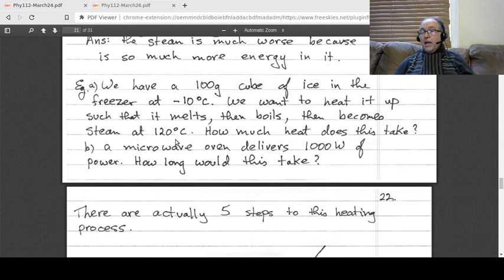Part B is to give you a sense of how long this would take in a microwave oven. Most microwave ovens are about 900 watts; when you buy one, you can see the ratings. To make the numbers easy, I said our particular microwave oven is rated at 1,000 watts. That's the power level. Remember what a watt is from our study of sound? It's joules per second. So this microwave oven gives you 1,000 joules of energy every second. How long would it take to convert this cube of ice at minus 10 degrees Celsius to steam at 120 degrees Celsius?